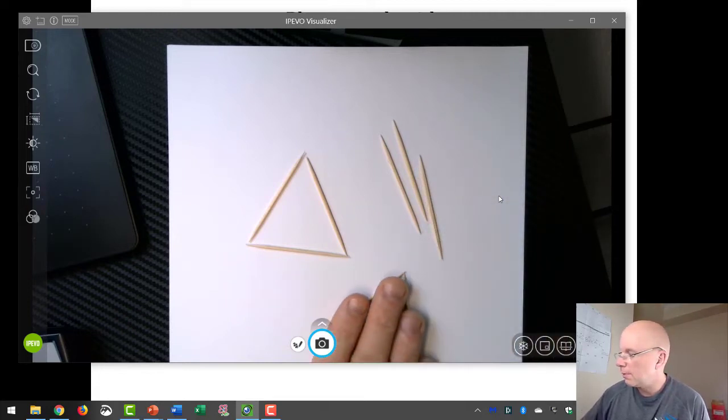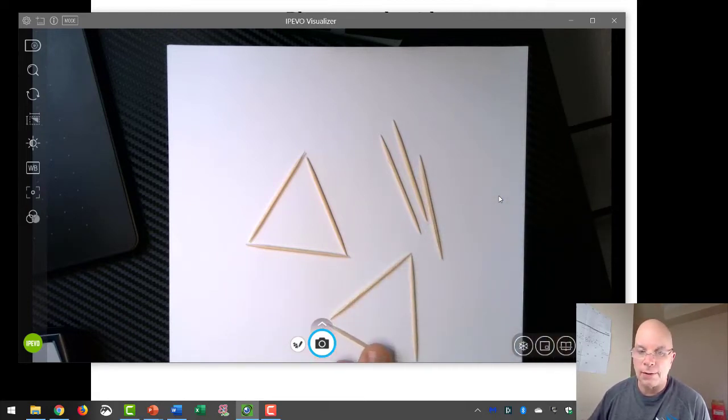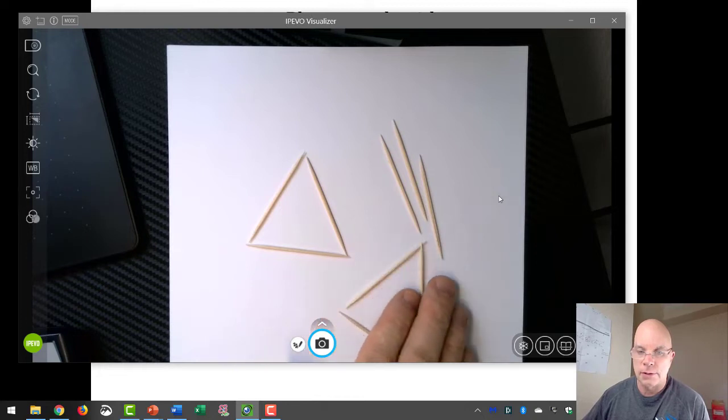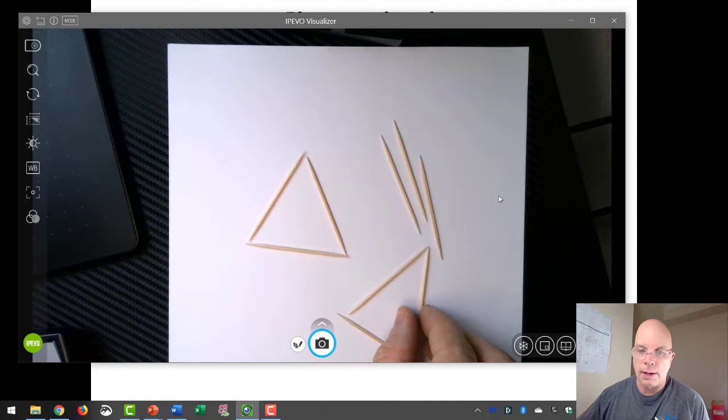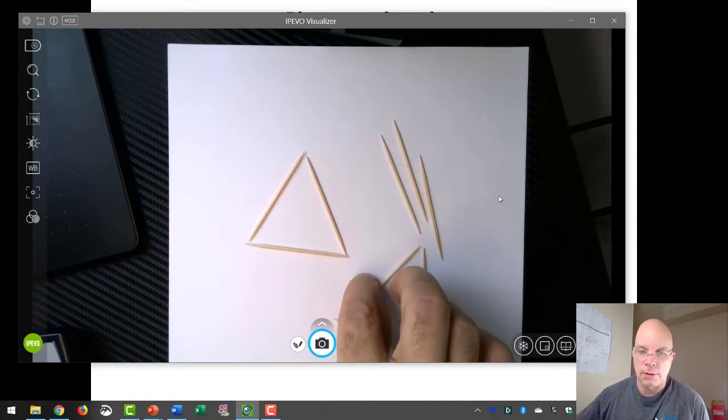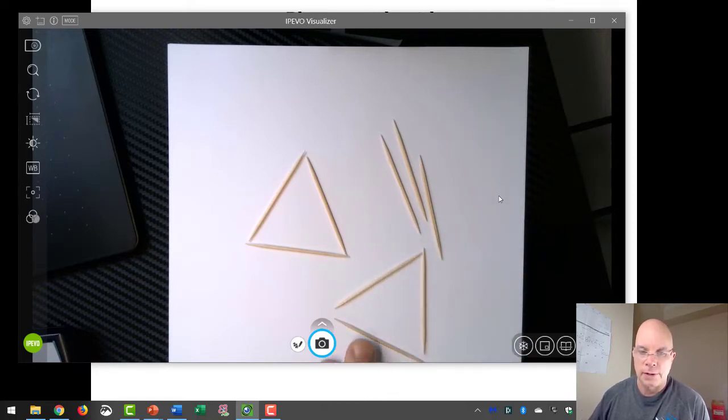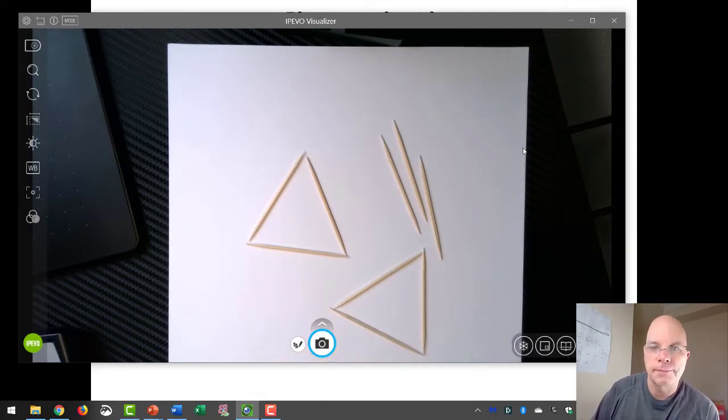So can you make 4 equilateral and congruent triangles using exactly 9 toothpicks? And don't break the toothpicks. Don't make them cross over each other. The side length of these equilateral triangles is the length of a toothpick. Try to do that and then unpause.